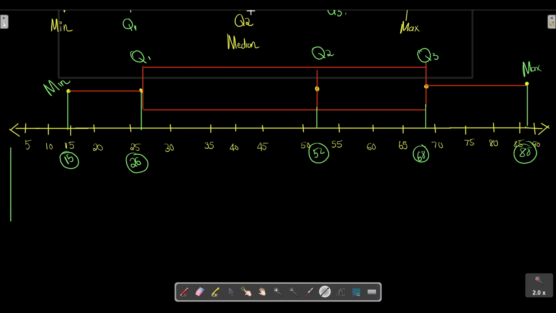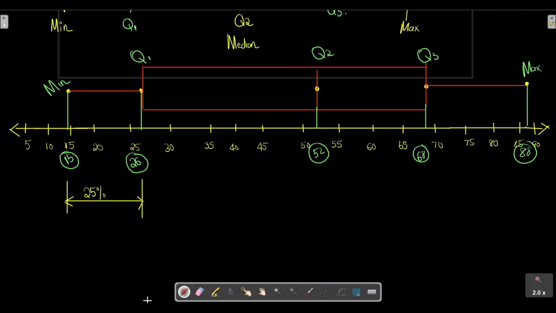Okay, when we look at our box and whisker, it represents different percentiles. From the minimum value to our Q1, I'm going to do this in yellow. If you move from your minimum value to your Q1, all the data represented from your minimum value to your Q1 represents 25% of the data given.